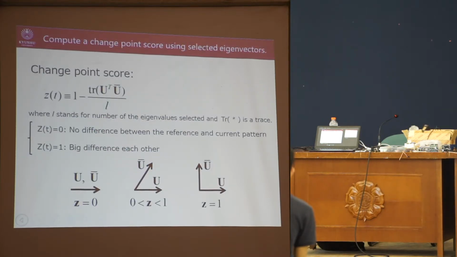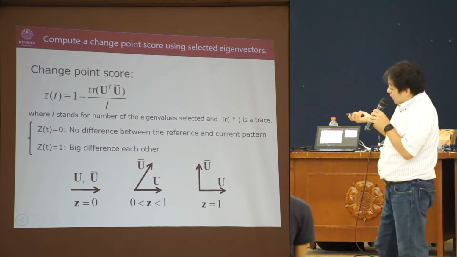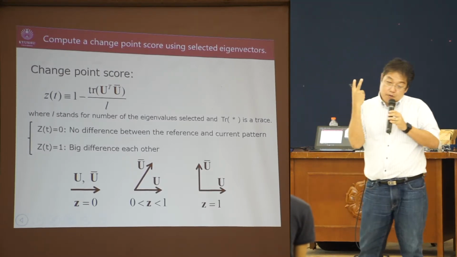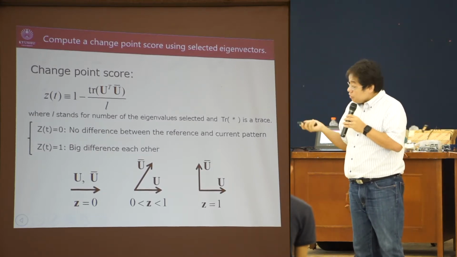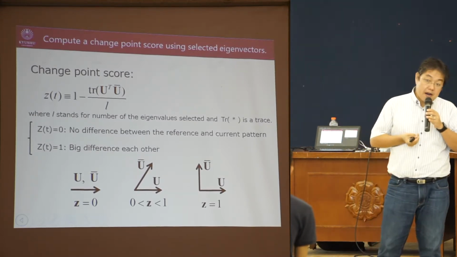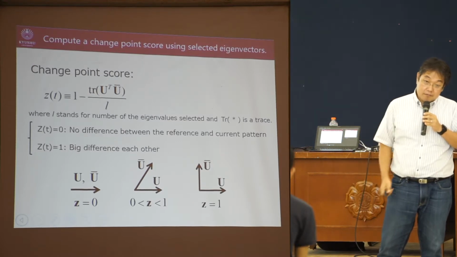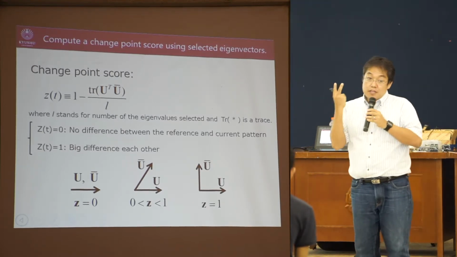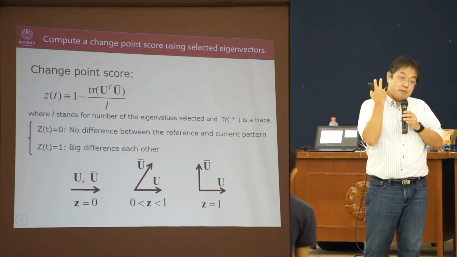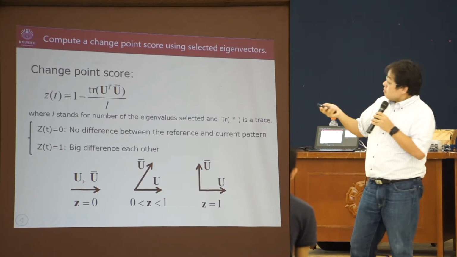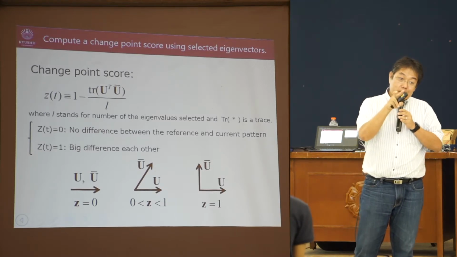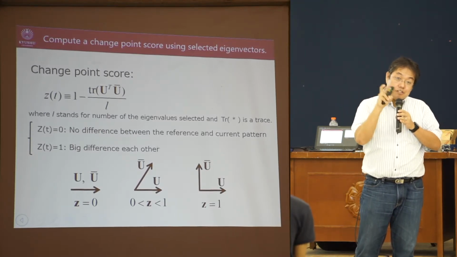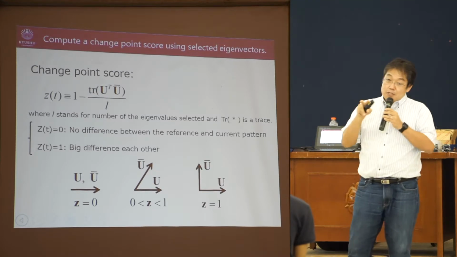Okay, so now I explain about the property of the two vectors. If U and U bar have the same property, in that case the inner product of the two vectors must be equal to 1. So 1 minus 1 is 0. So the two vectors do not change, so the change value must be equal to 0.